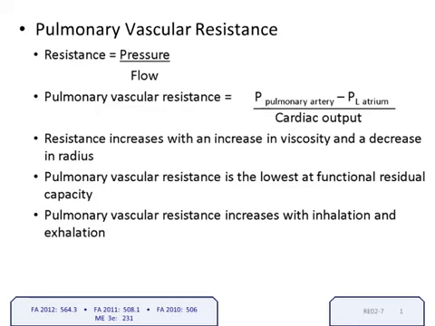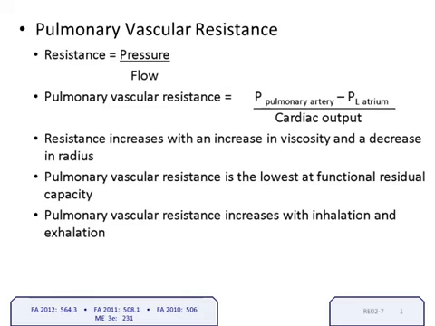Pulmonary vascular resistance is lowest at this value, at the FRC, for two reasons. The first is that when you're actually inhaling, so not at the FRC, but when you're inhaling, that's going to cause an increase in the pulmonary vascular resistance because it's expanding alveoli, putting pressure on the blood vessels around them. So that should make sense. So when you're trying to take a deep breath in, you're going to be increasing pulmonary vascular resistance. Right? You've got alveoli pushing on the blood vessels.